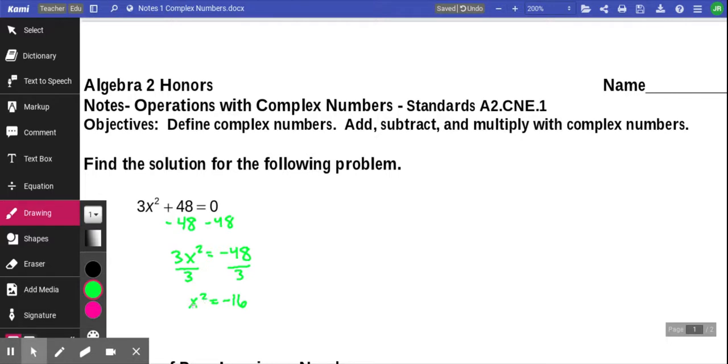And then finally, I want x. I don't want x squared. So to undo that exponent, I do the opposite. So the opposite of squaring is to square root. So I would square root both sides. And this is going to give me x is equal to, I can either have the positive or the negative square root of negative 16.